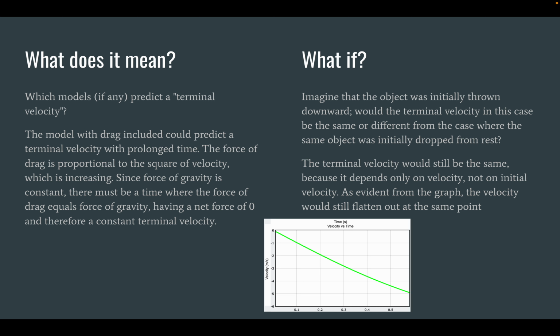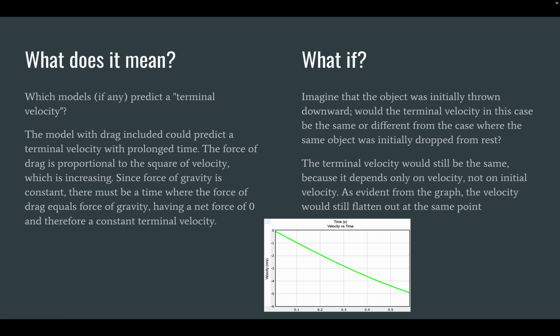So, what does this mean? Which models, if any, predict a terminal velocity? The model with drag included could predict a terminal velocity for a prolonged time. The force of drag is proportional to the square of velocity, which is increasing at this time. Since the force of gravity is constant, there must be a time where the force of drag equals the force of gravity, having a net force of 0 and therefore a constant terminal velocity.